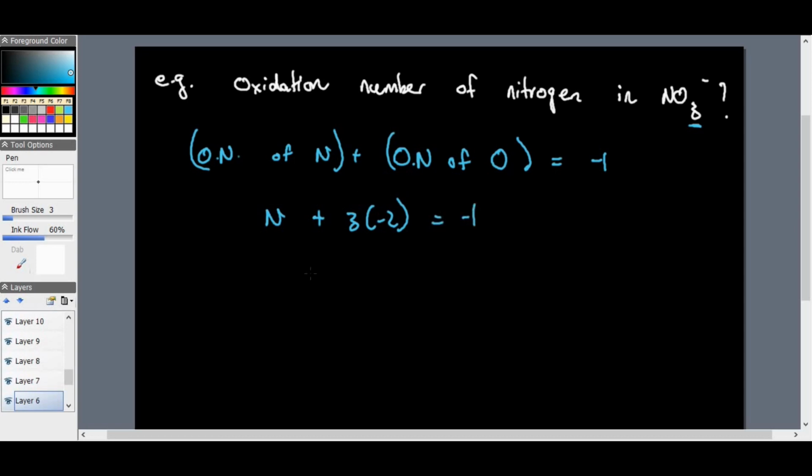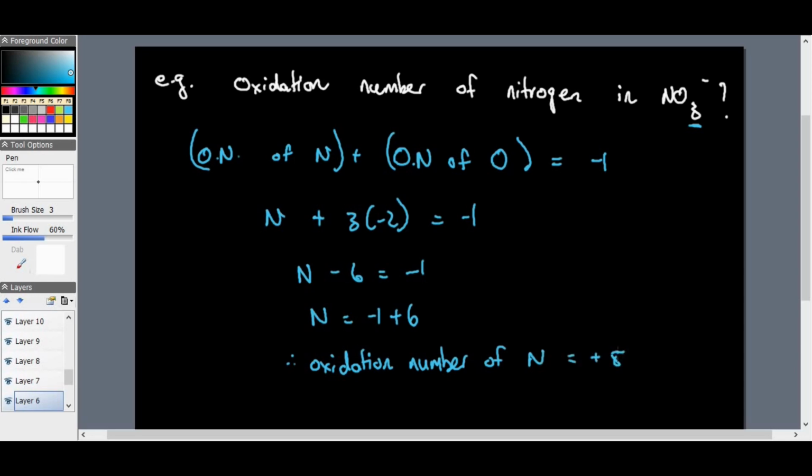The oxidation number of nitrogen, we don't know yet, but we know that N minus 6 is equal to minus 1. The oxidation number of nitrogen is going to equal minus 1 plus 6. Therefore, the oxidation number of nitrogen is equal to positive 5. Let's see if that makes sense.